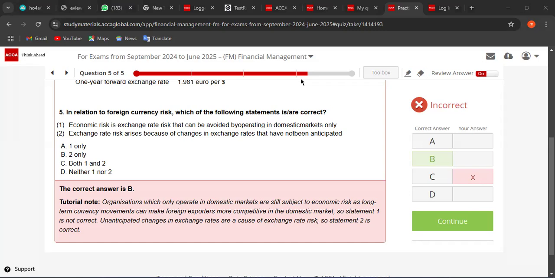Oh no, he said economic risk is a risk that can be avoided by operating in domestic markets only. But I don't think that can be avoided. Still, the risk is there. So that is an incorrect statement for me. The second only, because he is again explaining here that organizations which operate in domestic markets are still subject to economic risk. But here he is saying it in the wrong sense. So for me, B is correct, but I don't know why he is saying so. Maybe a mistake.